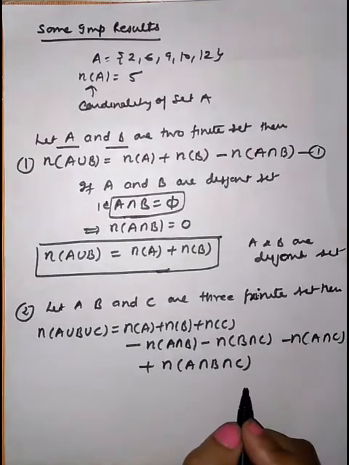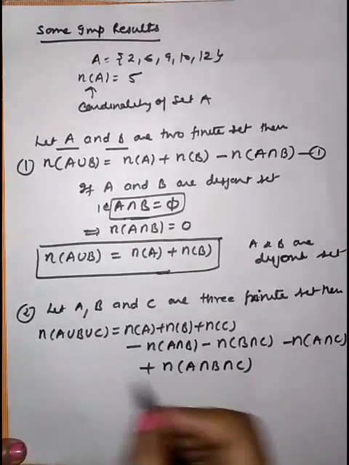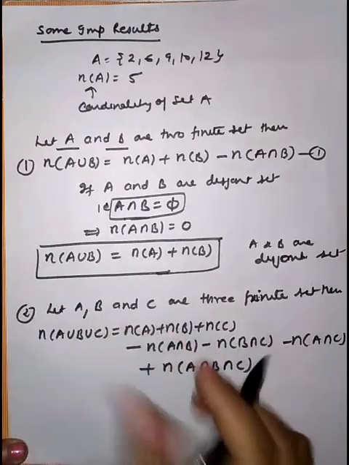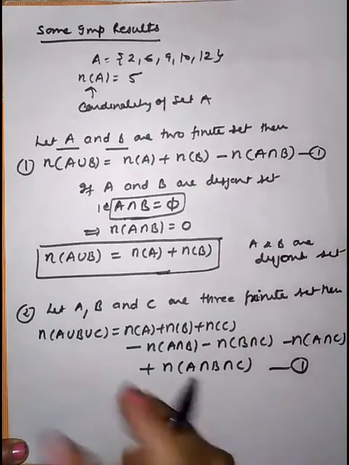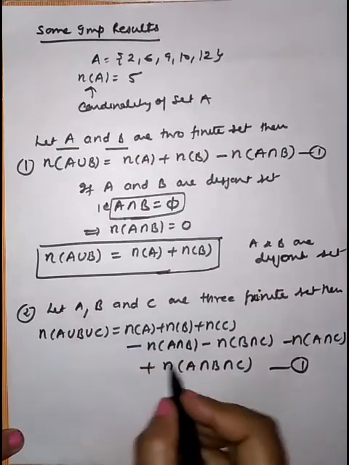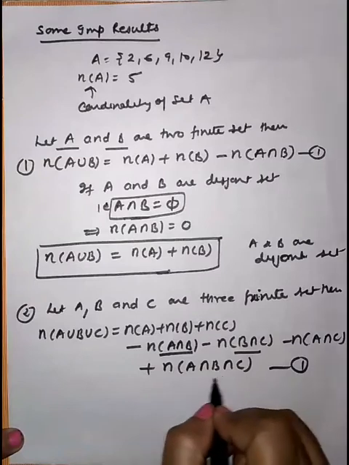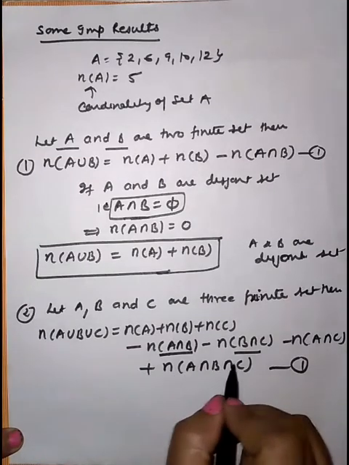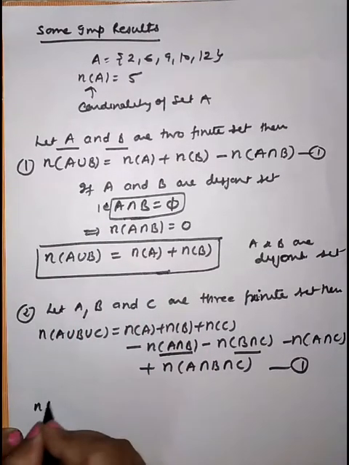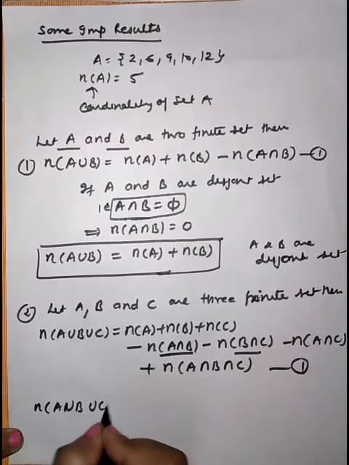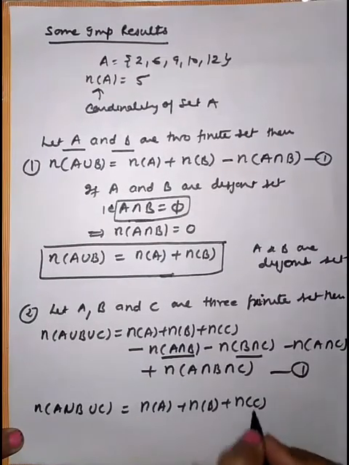Friends, this result is for three sets. Again, if A, B, C are disjoint sets, then the intersections A intersection B, B intersection C, A intersection C, and the whole A intersection B intersection C have number of elements equal to 0. So this equation reduces to n(A union B union C) equal to n(A) plus n(B) plus n(C).